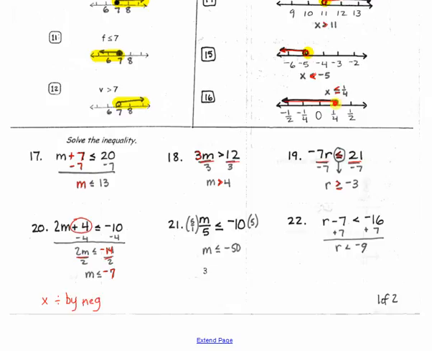Remember, the only time you would reverse a symbol is if you are multiplying or dividing by a negative number. In number 21, you are multiplying by a positive number, so the symbol is preserved, and you multiply by 5. These cancel each other out because a number divided by itself is 1. m over 1 is m, and -10 times 5 is -50. Number 22, undo subtraction with addition. Add 7 to both sides. When you add a number, you don't have to worry at all about the inequality symbol switching.